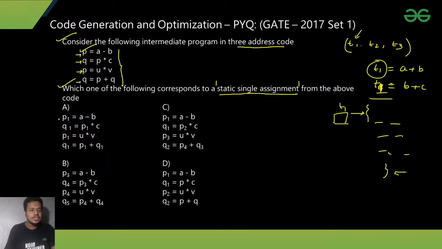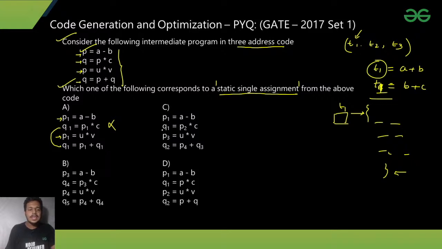Firstly option A. In option A we can see the variable p1 is assigned 2 times, as well as variable q1 is also assigned 2 times. So it won't satisfy our condition. Our condition is that it should be the single static assignment. Single assignment should be there, but here we find that a single variable is assigned 2 times. So option A won't be the answer.